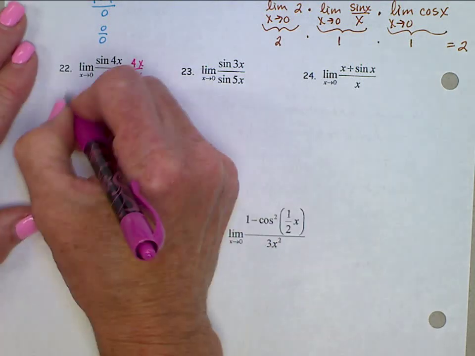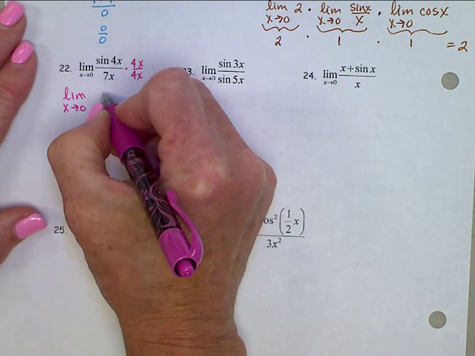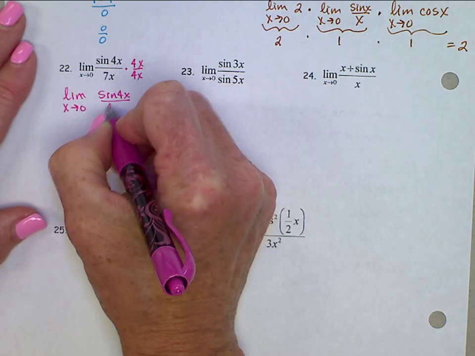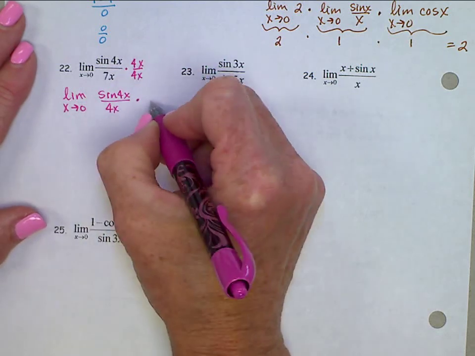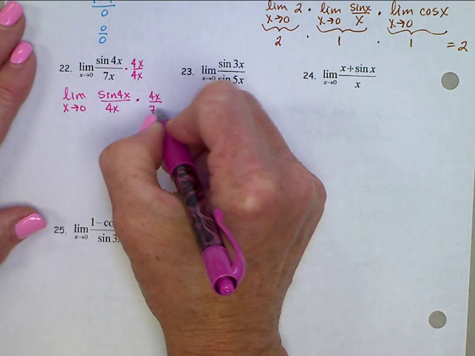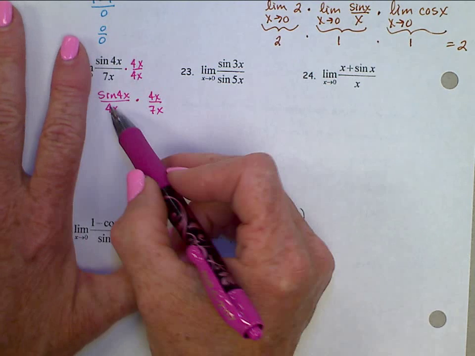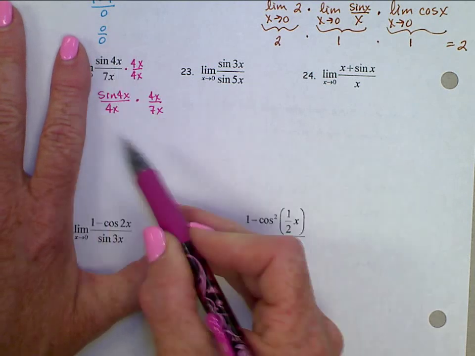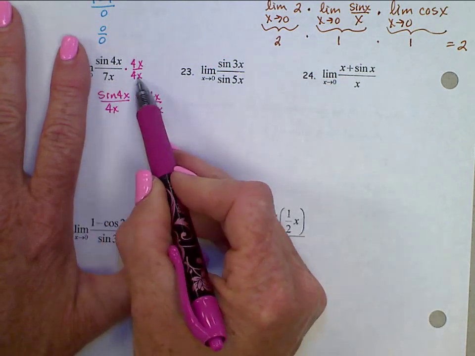Then let's just do some algebraic manipulation and rewrite this as sine 4x over 4x times 4x over 7x. If that bothers you, just look back. If you multiply across the numerator down here, and multiply the denominator down here, you'll get the same thing as we did up here.